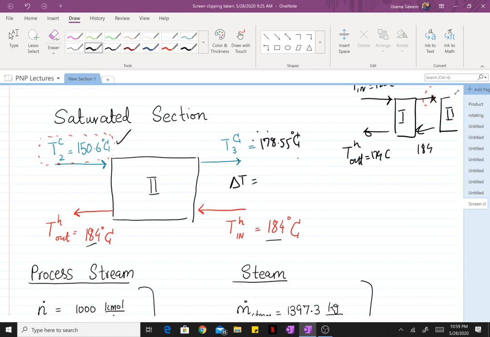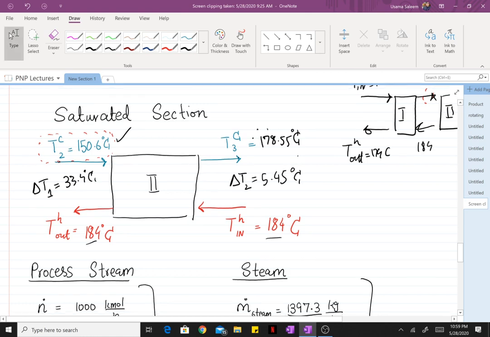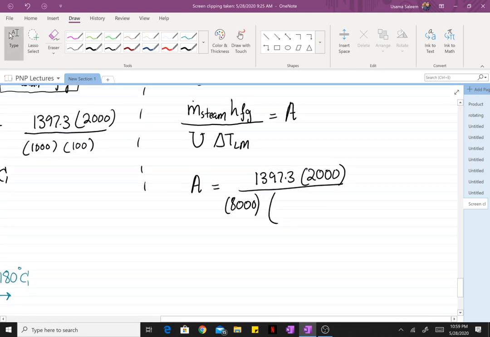So the delta T on the hot side is roughly 5.45 degrees Celsius, and the delta T on the cold side is 184 minus 150.6, 33.4 degrees Celsius. I'm going to call these delta T1 and delta T2, and now we're just going to take the log mean of those two: 33.4 minus 5.45 divided by natural log of 33.4 over 5.45.